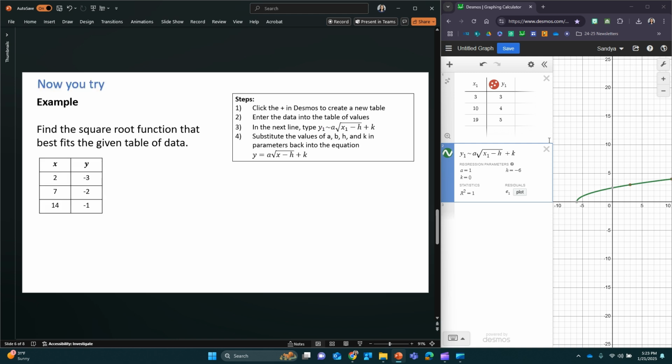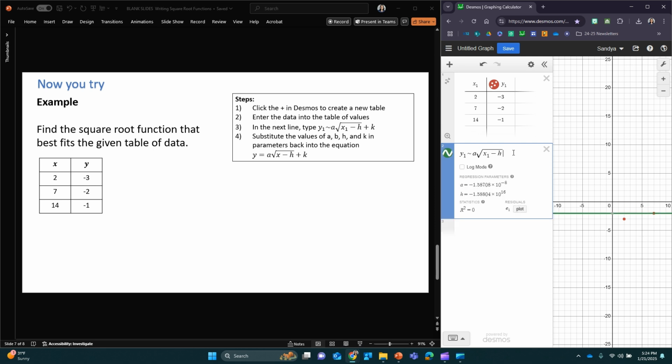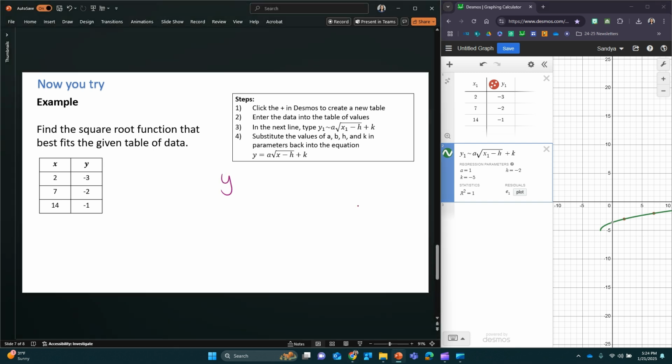So now you can go ahead and pause the video and try doing this example on your own. Here you can see in my table, I have these data points already entered in. I'm going to go to the second row and then type y1 and then approximately a square root of x1 minus h, and then click outside the square root to do my plus k. And now it's going to give me the values of a, h, and k that I need in order to write my equation.